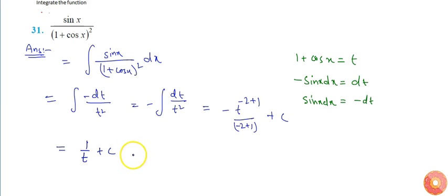and now I can put the value of t. This will be our final answer.